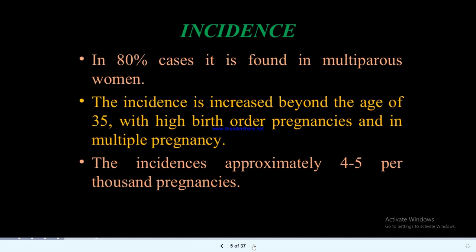In 80% of the cases, it is found in multiparous women. The incidence is increased beyond the age of 35 with high birth order pregnancies and in multiple pregnancy. The incidence is approximately 4 to 5 per 1,000 pregnancies.